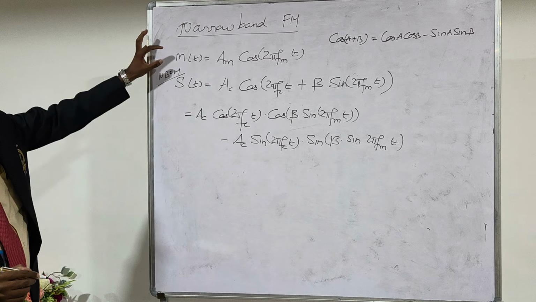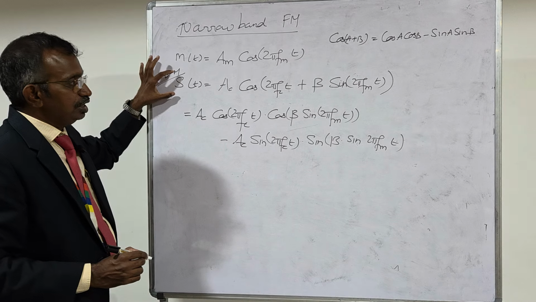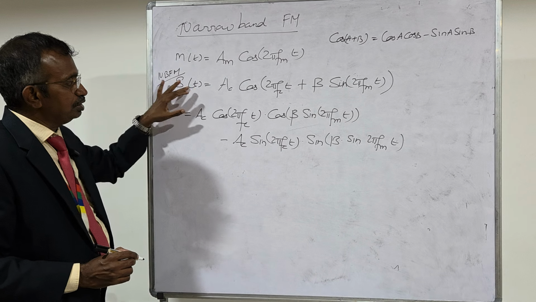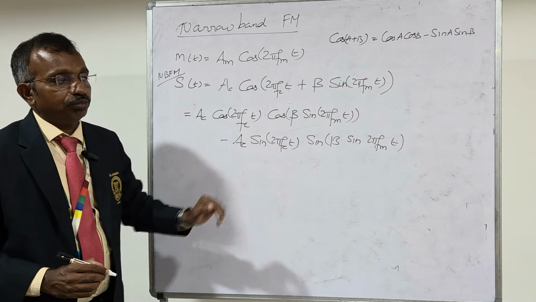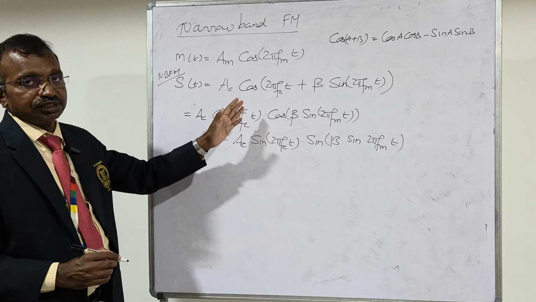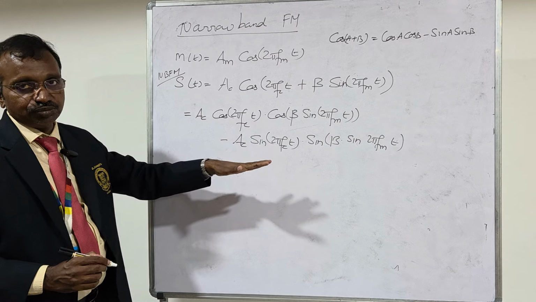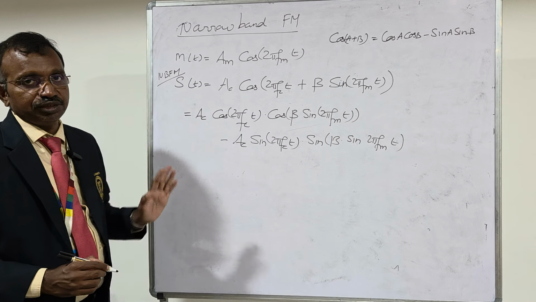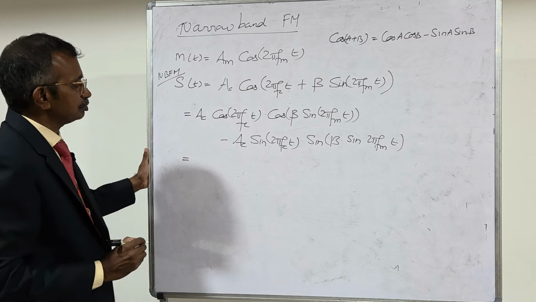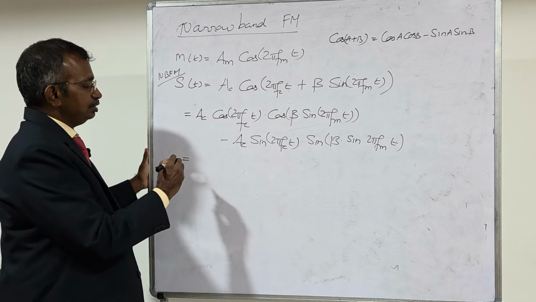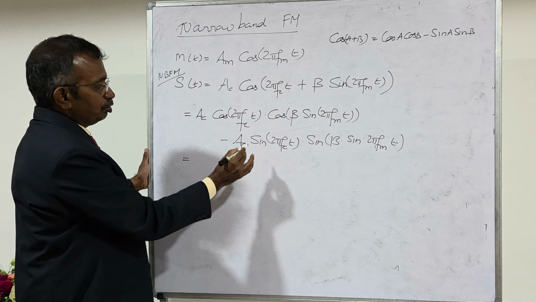So, I have taken the message signal as a single tone message signal. Then I have defined the equation for the FM signal as s of t equal to Ac cos(2 pi fc t plus beta sin 2 pi fm t). So, this is the form of cos(A plus B), which can be written as cos A cos B minus sin A sin B. So, this can be written as Ac. Here you can see, when beta is small, what happens to these two terms?